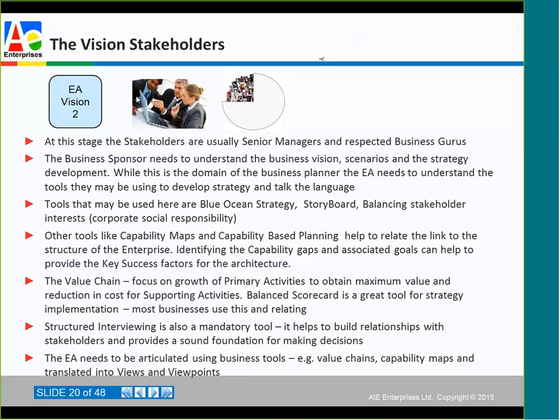You may use Porter's value chain analysis. These are the areas he describes as the supporting activities, and these are the areas he would describe as the primary activities. Now, if you're doing revenue generation, you're clearly going to be focused on the primary activities. If you're looking for cost cutting, you will probably start to look at the support activities that you're undertaking.